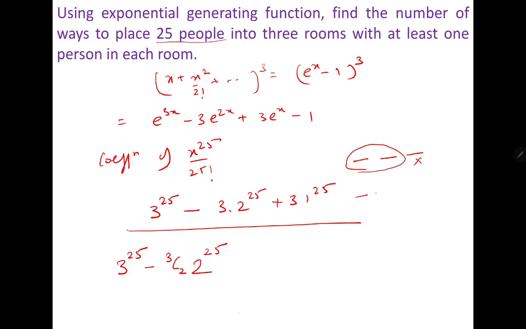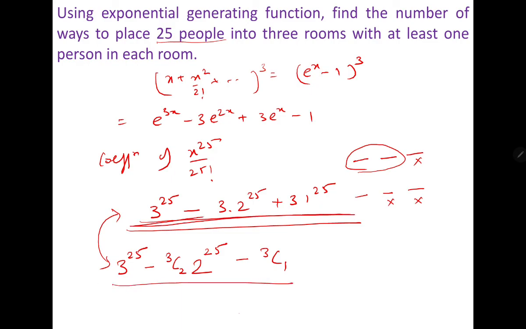Yes. Other possibility is that two of the rooms are empty. So you put all 25 people into one room. This can be done in only one way. All 25 in one room, 1 raised to the power 25. And how do you select this room? 3C1. But you see the two answers do not match. Combinatorially I don't see any repetition here, but I have to see combinatorially what is wrong.